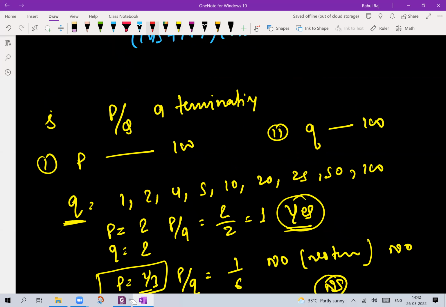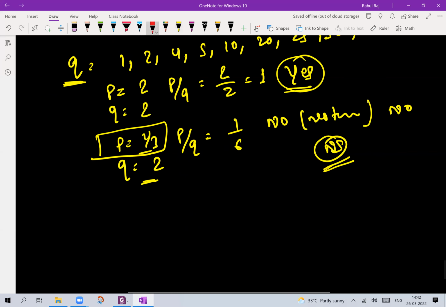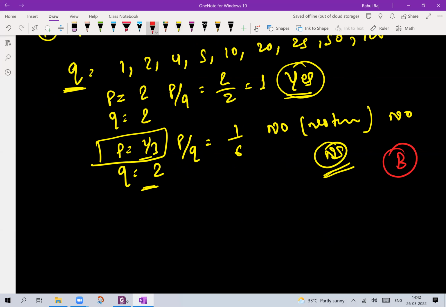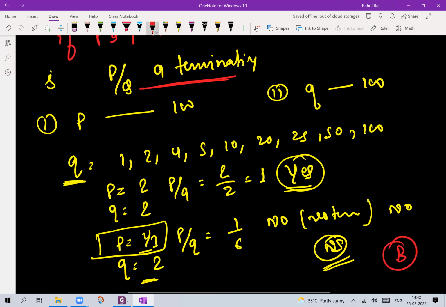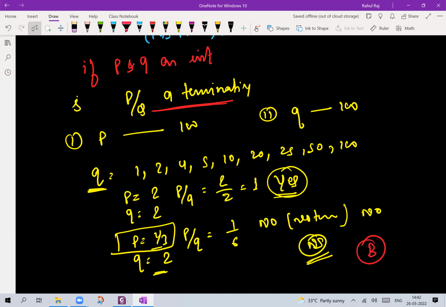If the question had been, if P and Q are integers, is P by Q a terminating decimal? I could have marked answer B. But because it is not mentioned in the question that P and Q are integers, I can't say answer B for sure, because I have a yes and no situation. When I take P as 1 by 3, Q as 2, I'm getting P by Q as 1 by 6. And if you divide 1 by 6, it's a non-terminating condition. So now I know that 1 is not sufficient.